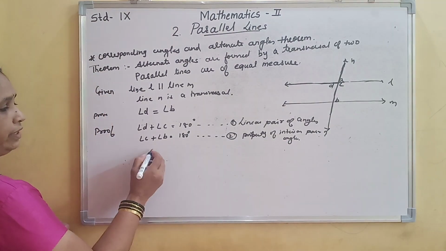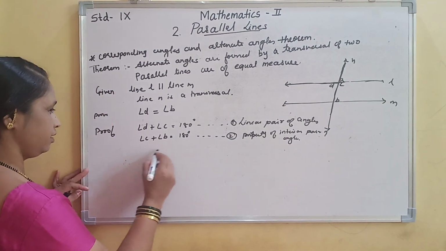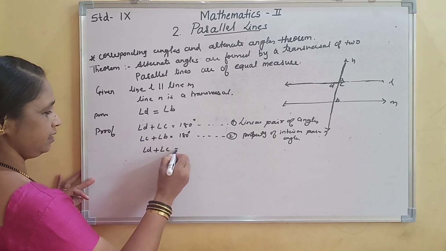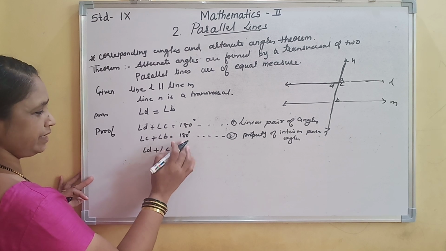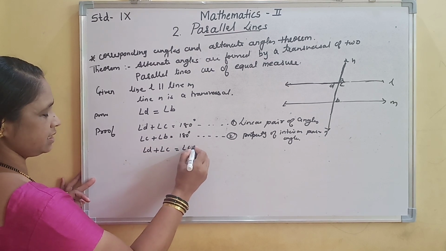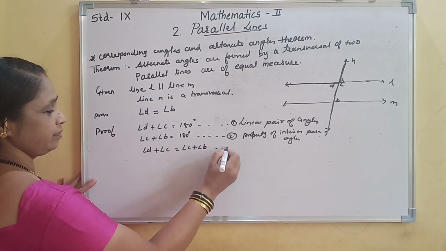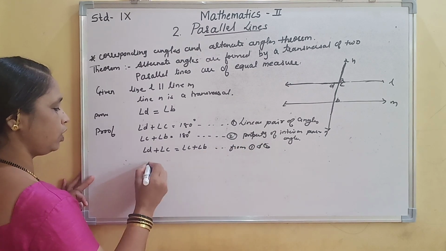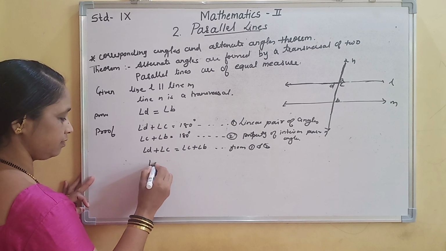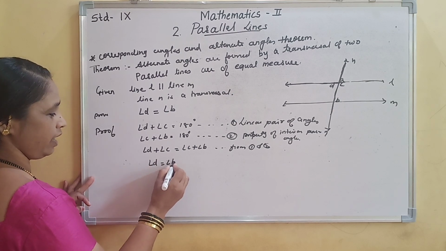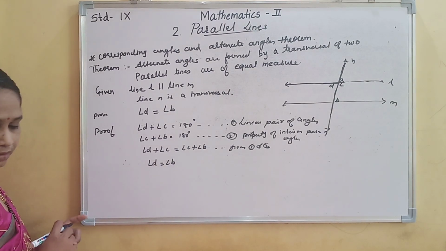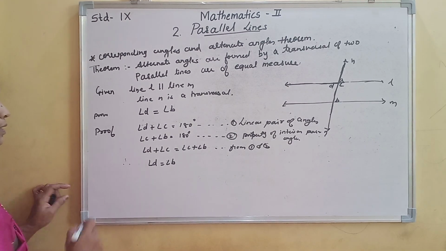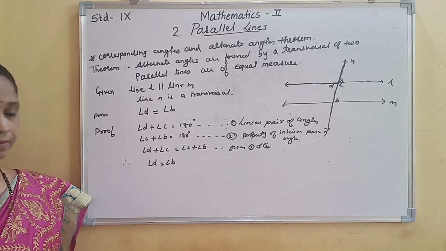Now what will we do? We will compare this. Okay. So from 1 and 2, angle D plus angle C is equal to 180, and angle C plus angle B is also 180. So what have we got? Now this angle C will get cancelled. Angle D is equal to angle B. Therefore angle D is equal to angle B.